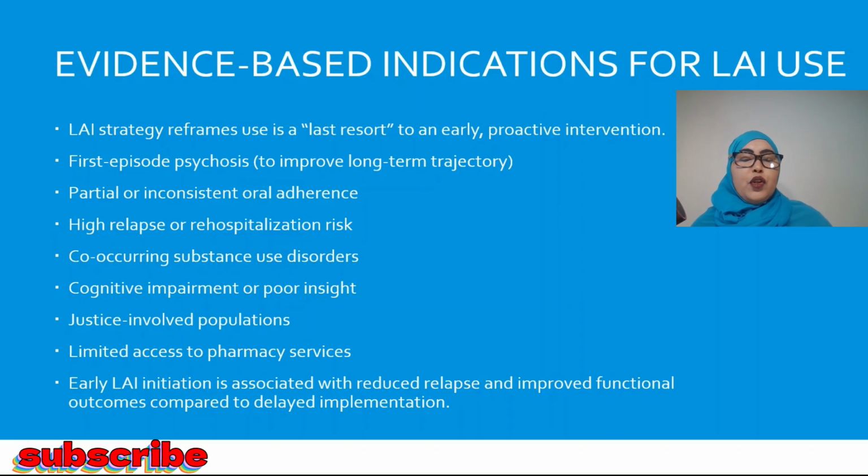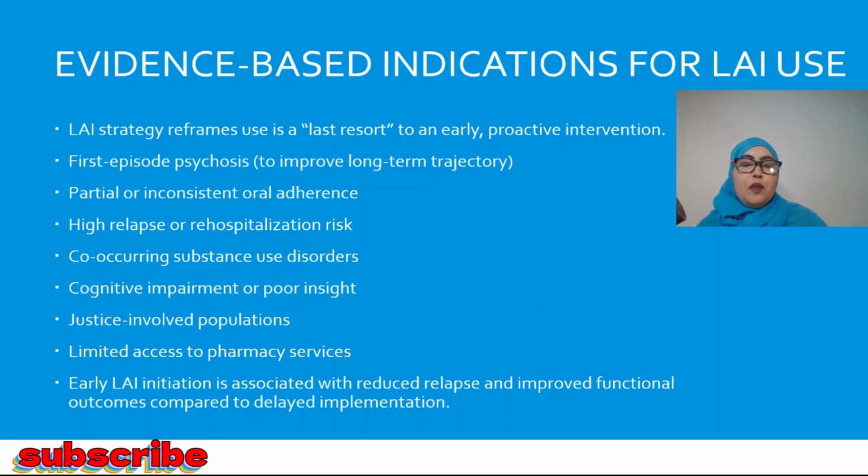co-occurring substance use disorders, they also have a substance use disorder. They have cognitive impairment or poor insight. They cannot follow the treatment plan. They cannot take their medication. They cannot seek treatment when they are sick. So long-acting injections will help them because you will have an appointment. They will come twice a month. So it will improve the treatment plan.